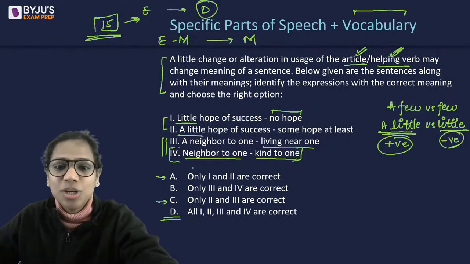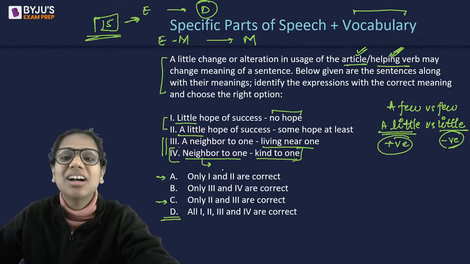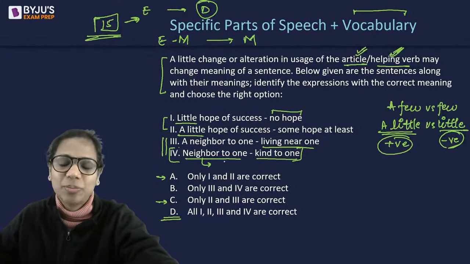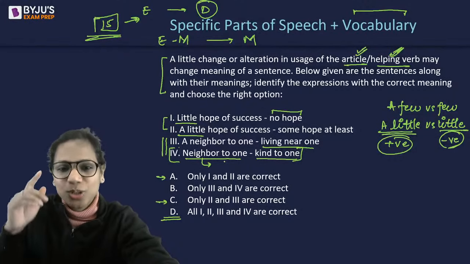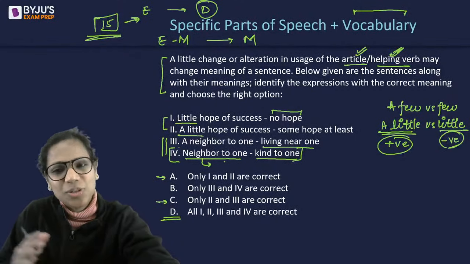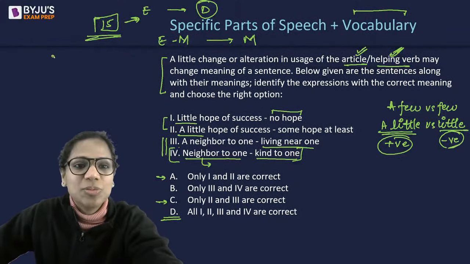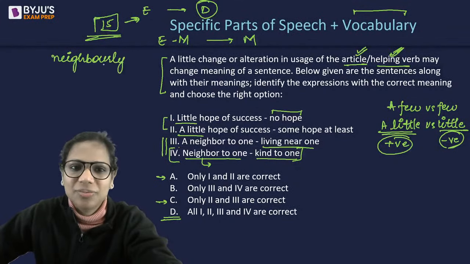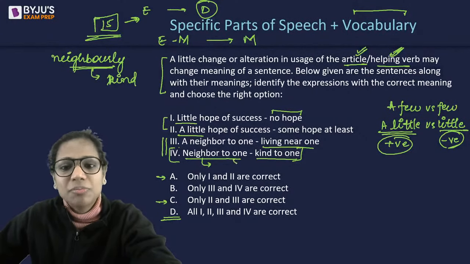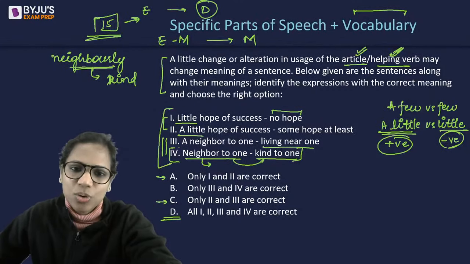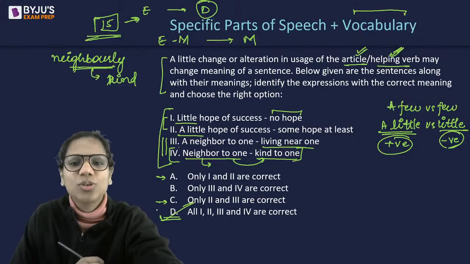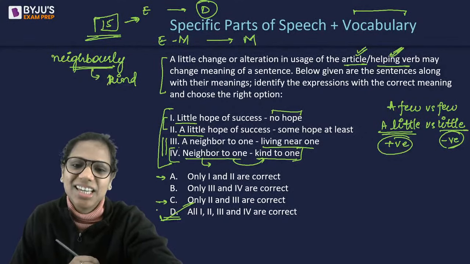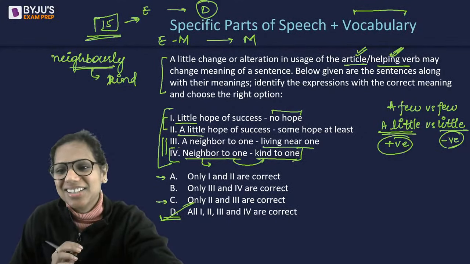So, neighbor also means this, being kind to someone who needs your help. Open the Oxford Dictionary and look at the definitions of neighbor. You must have heard this word, neighborly conduct, neighborly act. This was not a very neighborly gesture on your part. So, neighborly means kind. So, neighbor to one means kind to one, and that's why all these four are correct. All 1, 2, 3, and 4 are correct. So, D, Delhi is the answer here.